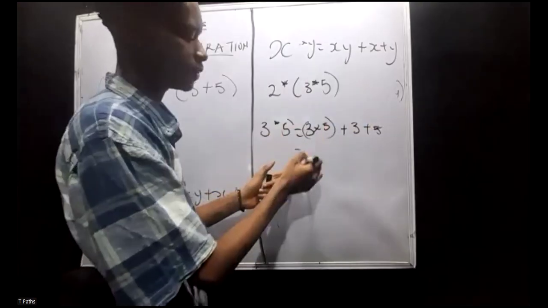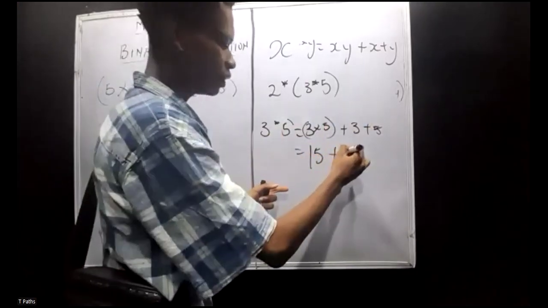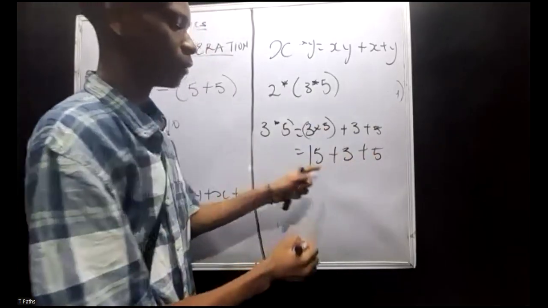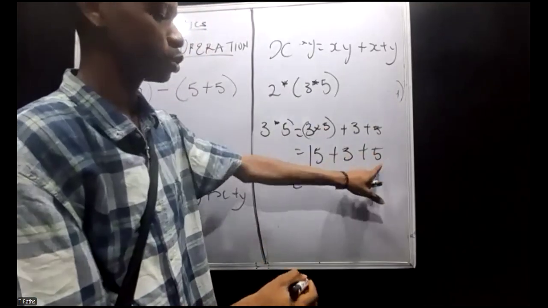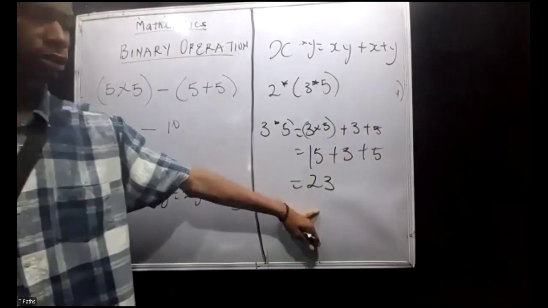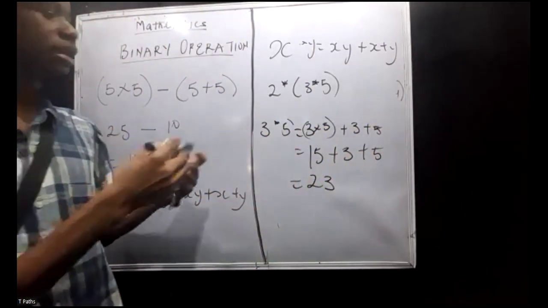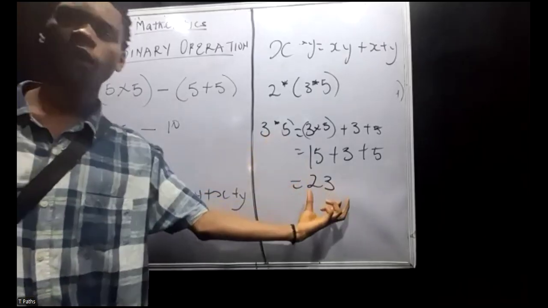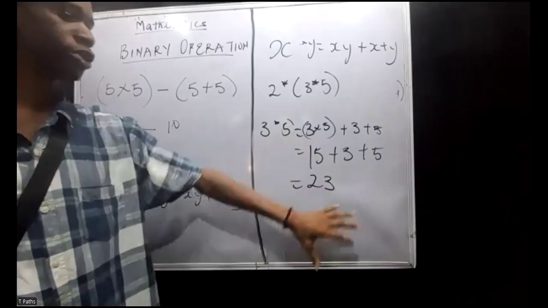So 3 times 5 is 15, plus 3 plus 5. When I add this up, 15 plus 3 is 18, plus 5 is 23. So I have 3 operation 5 to be 23. Now you can see that we need the binary operation of these two numbers to yield one result. So that's the idea of binary operation. Now I'm getting 23.